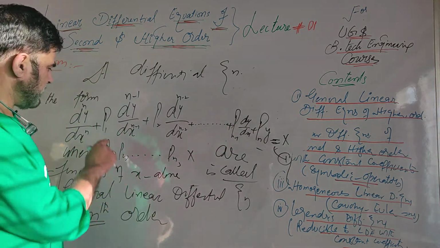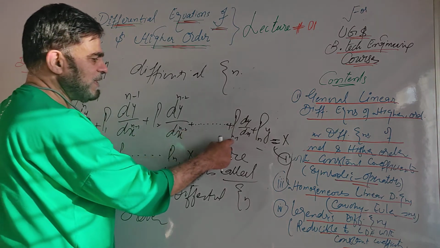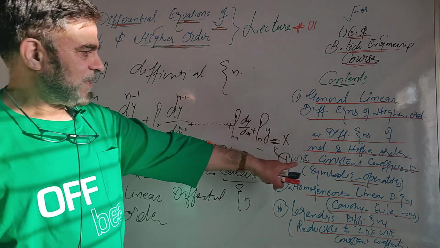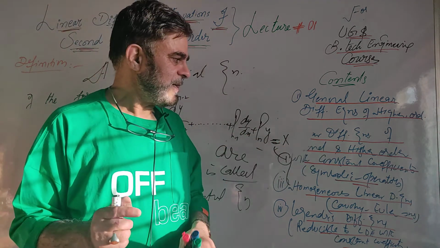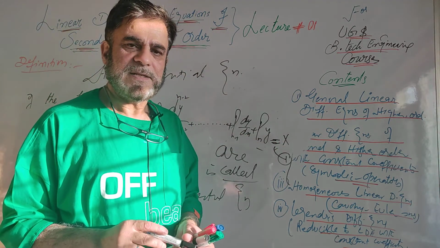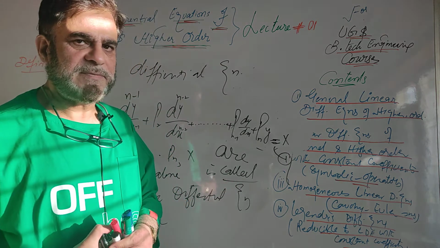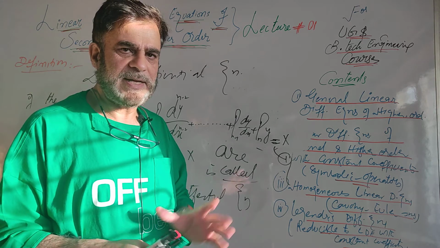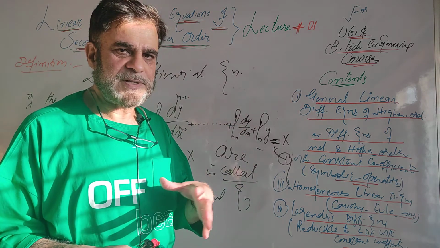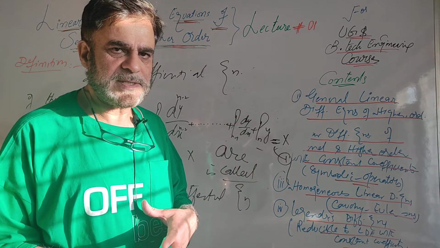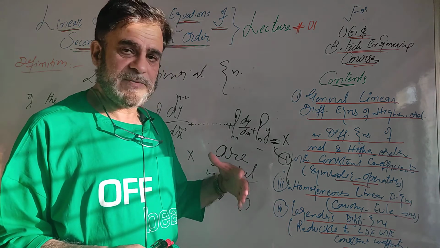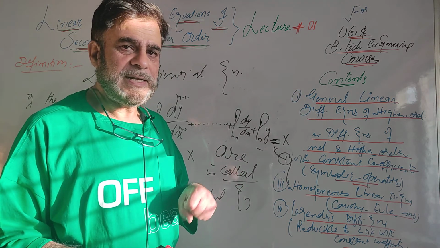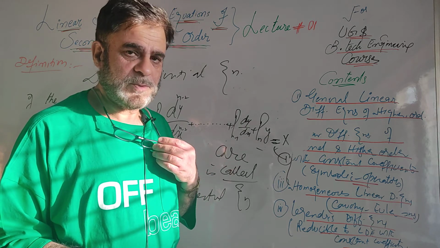Now in case p1, p2 and so on to pn minus 1, pn are constants, then we come to the linear differential equation with constant coefficients. We have to actually deal with that. I have already told you that we want to reduce some differential equations with variable coefficients, Legendre's differential equation with variable coefficients, which are reducible to linear differential equations with constant coefficients.